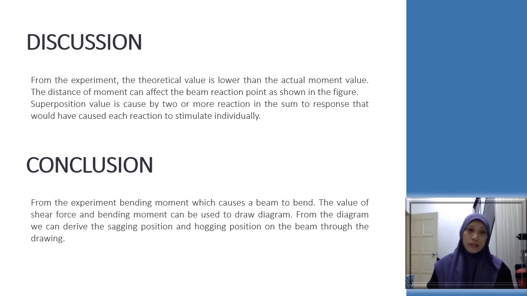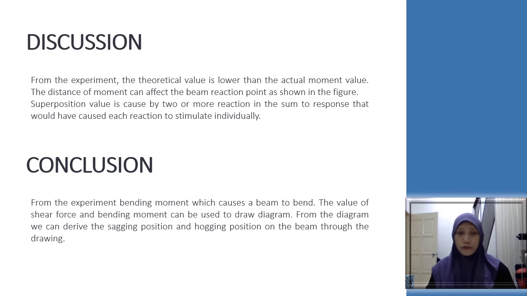From the experiment, as a conclusion from our group 69, the theoretical value is lower than the actual moment value. The distance of the moment can affect the beam reaction point as shown in the figure. Superposition is caused by two or more reactions along the beam, in which the sum of the load responds as each reaction would have caused individually.